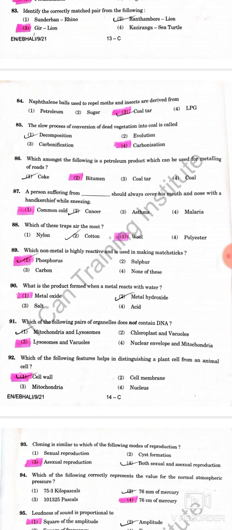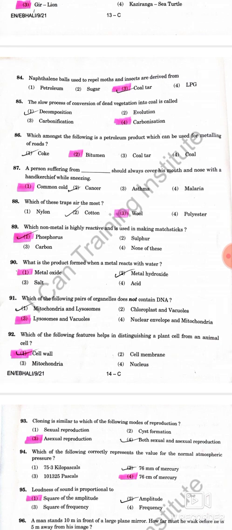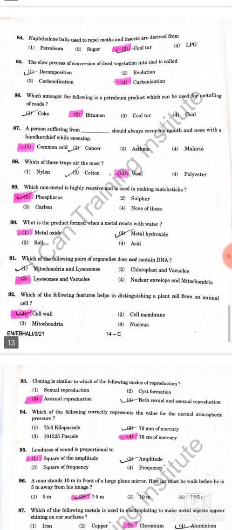Question number 86. Which amongst the following is a petroleum product which can be used for metalling of roads, and the answer is option number 2. Question number 87. A person suffering from dash dash should always cover his mouth and nose with a handkerchief while sneezing. And the answer is option number 1. Question number 88. Which of these traps air the most? And the answer is option number 3.